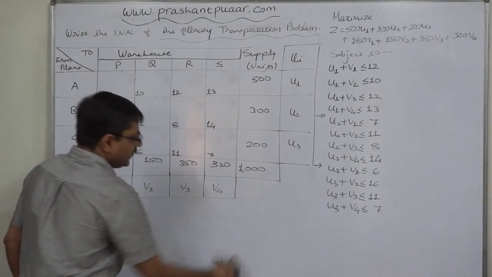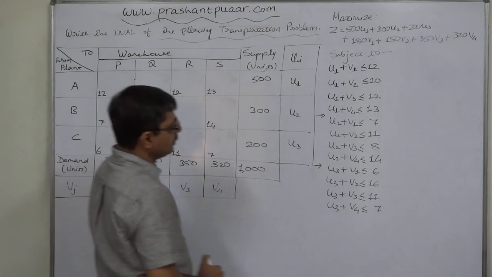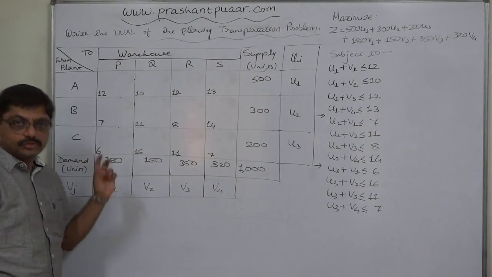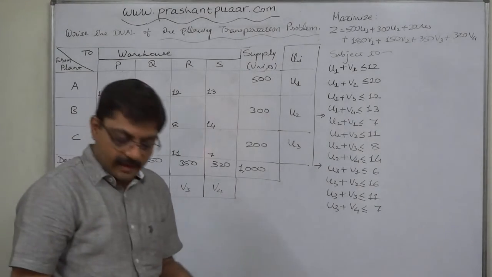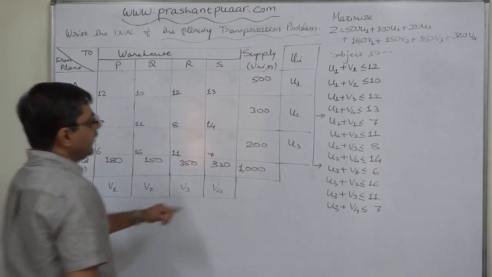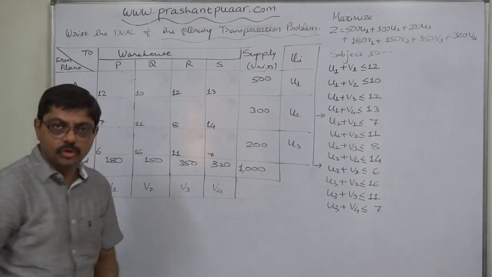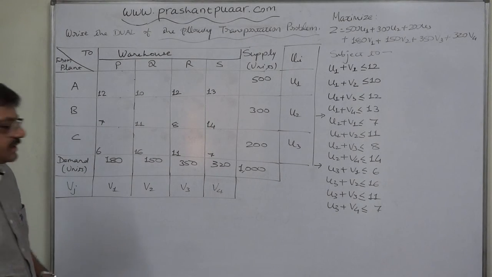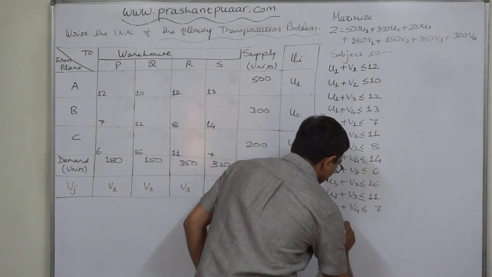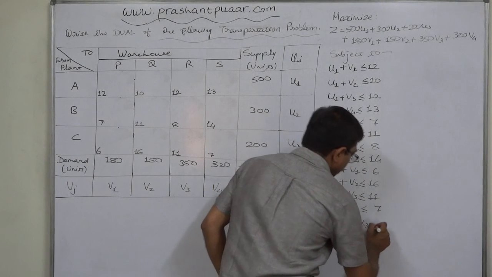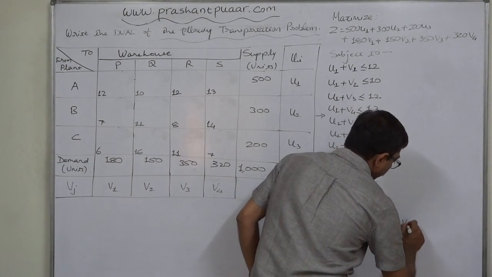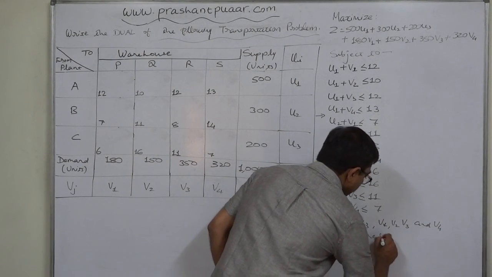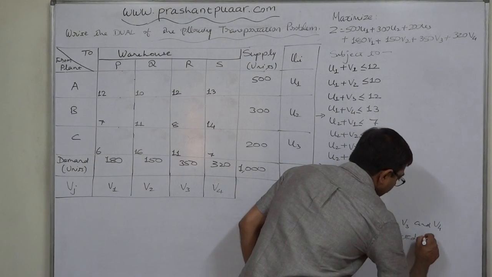Now, what about negativity or non-negativity? As we know, u and v can take any type of value. You are taking one value arbitrarily as 0. It can be positive or it can be negative. So we can say that Ui and Vj are unrestricted in sign. U1, U2, U3, V1, V2, V3 and V4 are unrestricted in sign.